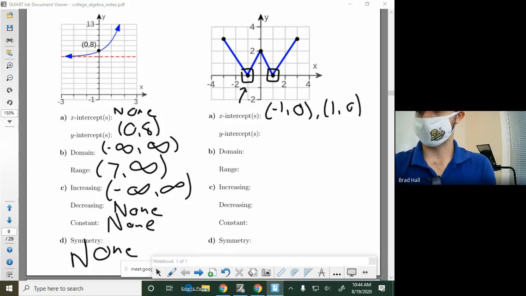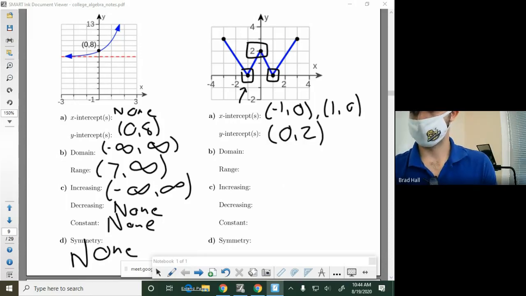The y-intercept is the one at the very top. That's where the graph intersects the y-axis. That ordered pair is (0, 2). The 2 goes in the y position, obviously, because it's a y value.